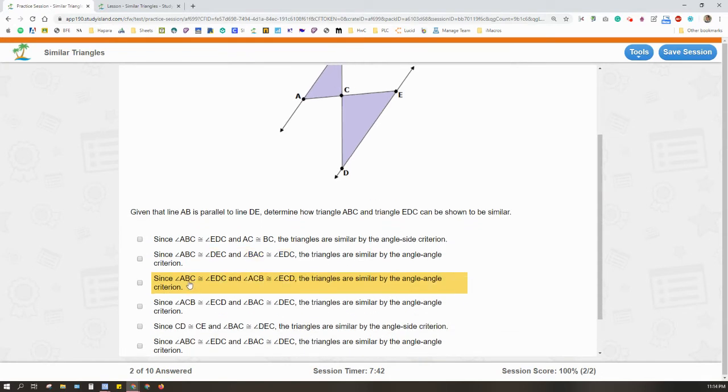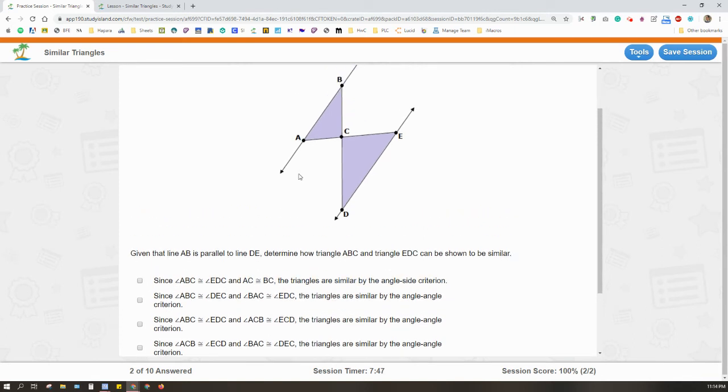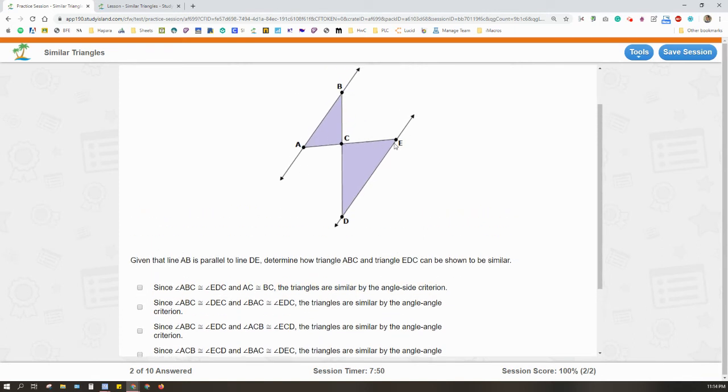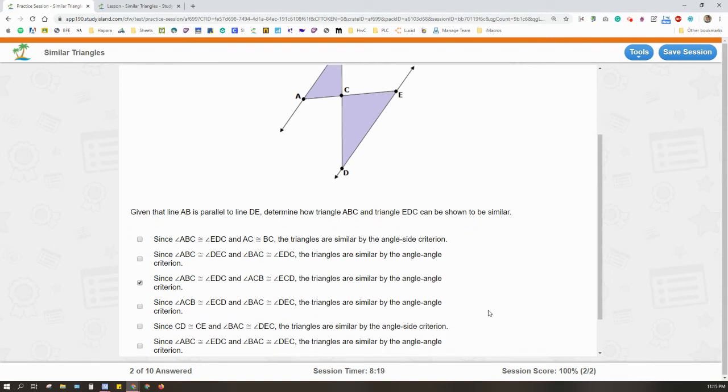Next one, ABC is congruent to angle EDC. That's true. That's the same thing that we started with in the first statement. So this angle here is congruent to this angle here. That part's true. And angle ACB is congruent to angle ECD. That's also true. That's the vertical angles that we saw in the very beginning. So the triangles are similar by the angle criterion. That part is true.